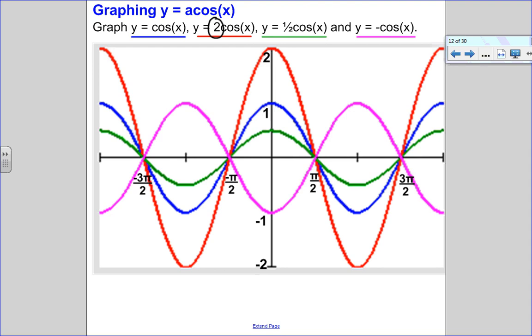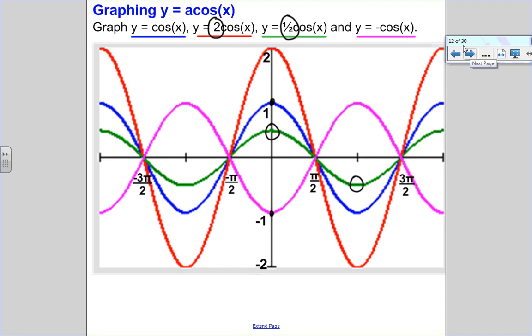So the very first difference that I see is that it's much taller. It comes up here to a height of 2 and down here to a low point of -2. Looking at the green graph, a half, it's much smaller. I can see that graph here has a height of a half and a low point of -1/2. And then the purple graph, negative cos x, we of course know that the negative a value is a vertical reflection, and I can see that it has been reflected. You can see the blue has a height of 1, reflected to have a low point of -1. So it looks like that A graph is affecting how tall the graph is.